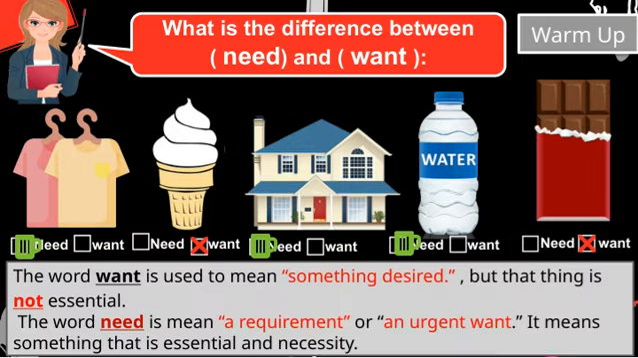Let's take a moment to understand the difference between want and need. The word want is used to mean something desired, but that thing is not essential. In other words, it's something we might like to have, but we can live without it. On the other hand, need means a requirement or an urgent want. It refers to something that is essential, something we really must have to survive or function properly.